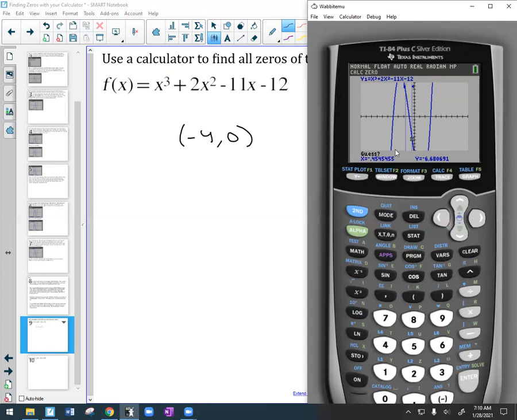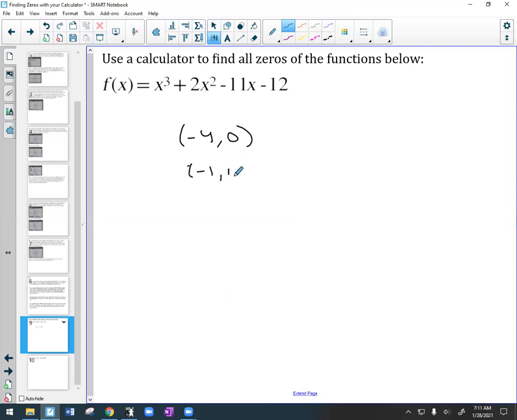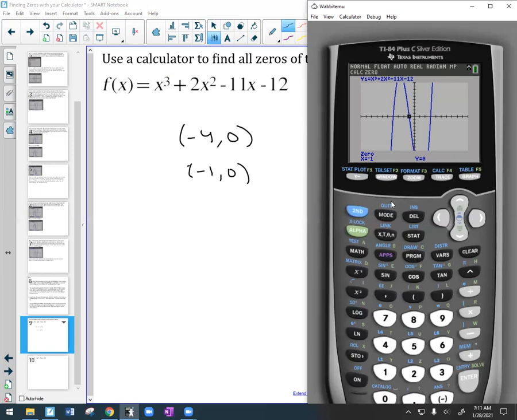Once you have your left and your right bounds, you just hit enter again for the guess, and bing, it's -1, 0. So I would go over here and I would write down -1, 0. And then I'll do it one last time for this one. Second, trace, 0, scroll over a bit.